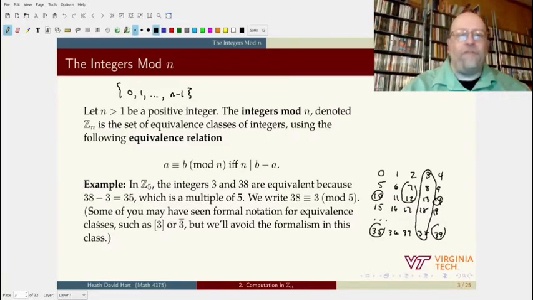Depending on which classes you've taken before, you may have seen some formal notation to distinguish an integer class, which is an entire column of this table, from an individual number, so that the square brackets around a 3 indicates the 3 column. But we're going to avoid the formalism in this class. If I write something in Z mod 5 and I just write a 3, it could represent any number in the 3 column. Okay?